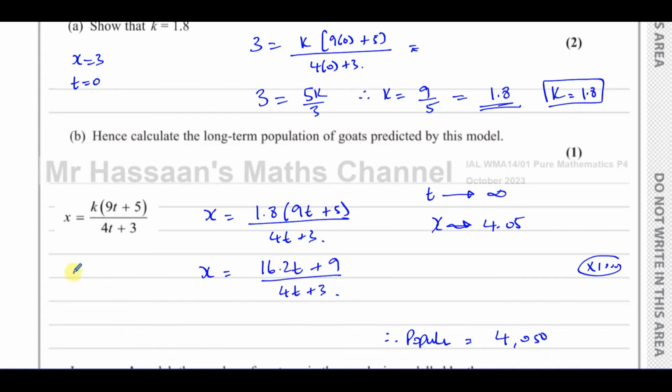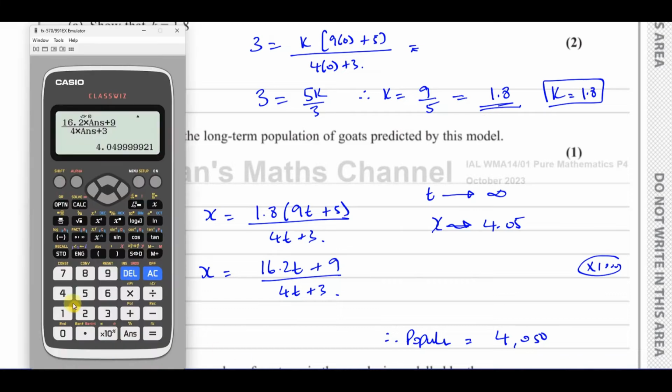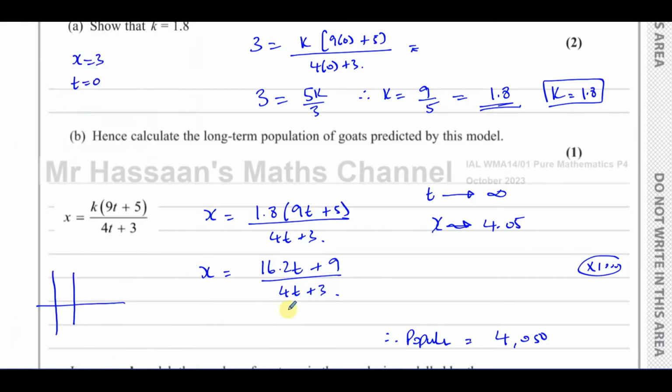If we were to draw it, you'd have two asymptotes. You'd have an asymptote when t is negative 3/4, which of course doesn't make sense, and you'll have another asymptote. And we learnt about the asymptote if you divide these two numbers, the leading coefficients here. If you divide them, you get 16.2 divided by 4, and that gives you 4.05.